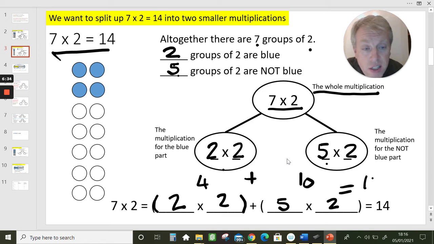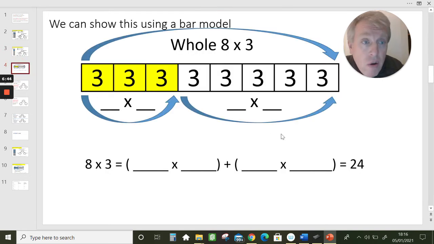4 and 10 is 14. And that is 7 times 2. Now you might think to yourself, I don't want to have to draw it out all the time, and I don't have to. You could think of this as a bar model.